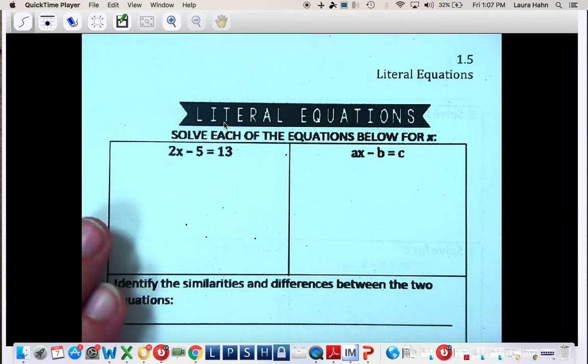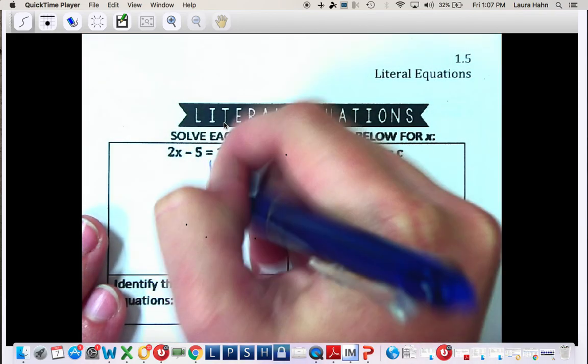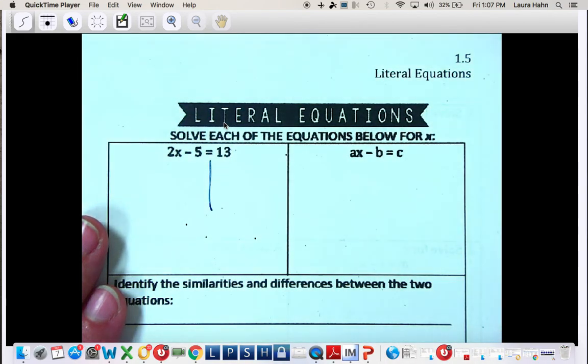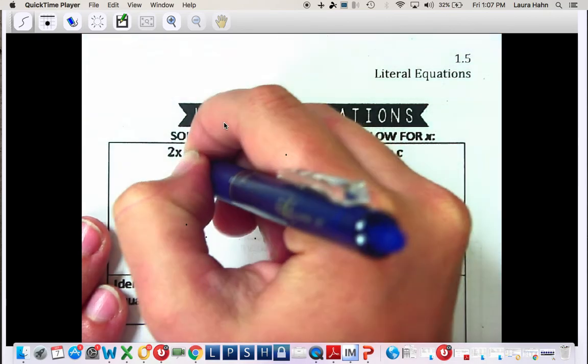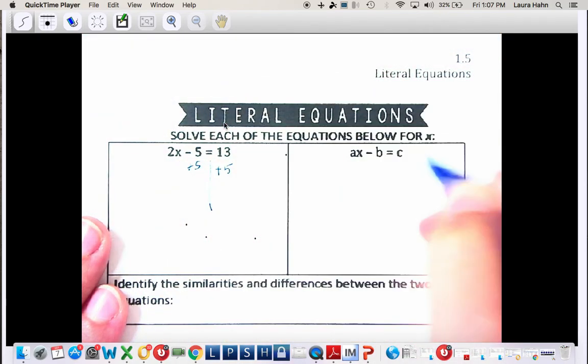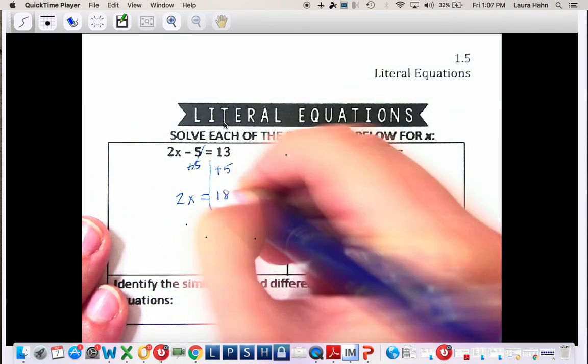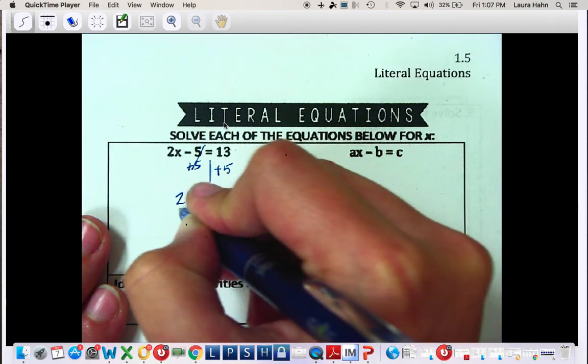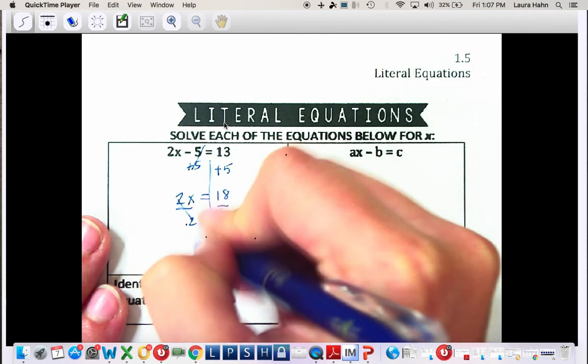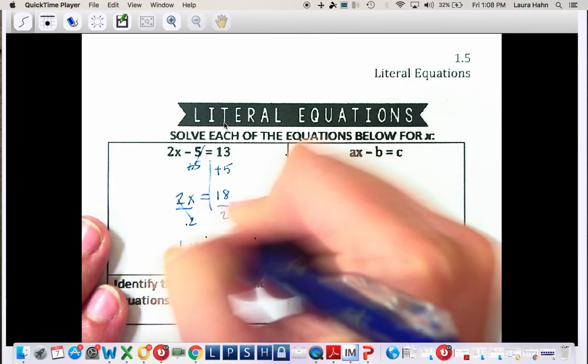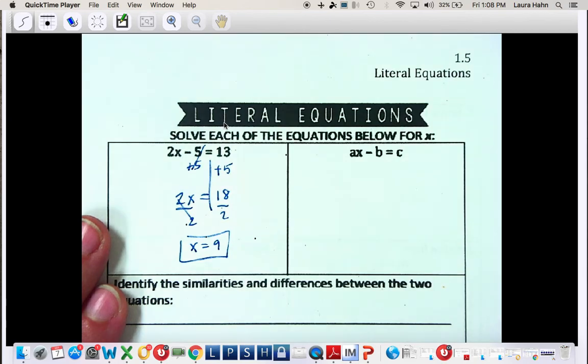All right, so what we want to do is quickly solve this one. By now you should be pretty fast at this. I'm going to add 5 to both sides. My 5's cancel, so 2x drops down, equals 18. Now I divide both sides by 2 to get x is equal to 9. So hopefully by now that one's pretty simple.